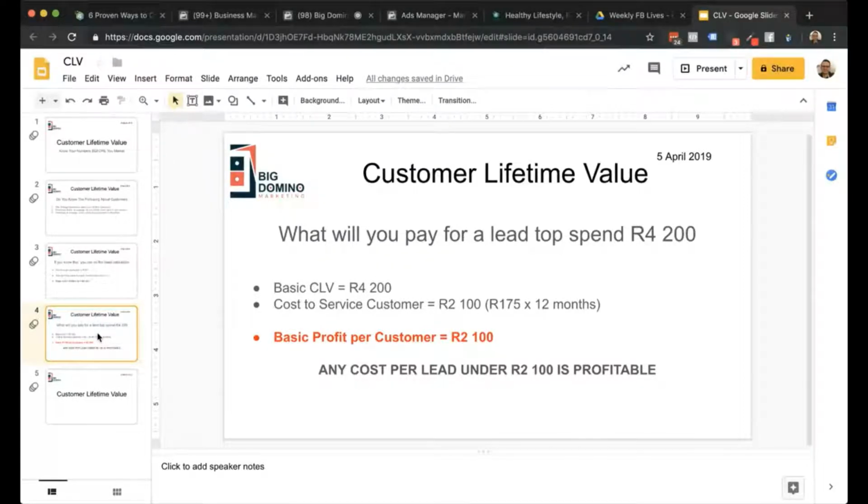Like I said, there's a whole lot of other things that can be thrown into this, but we don't want to do that. We just want to look at the basics. On average, that client brings in a profit of 2,100 Rand. You need to get leads now online. Once you've done this calculation, you can now start running ads online.